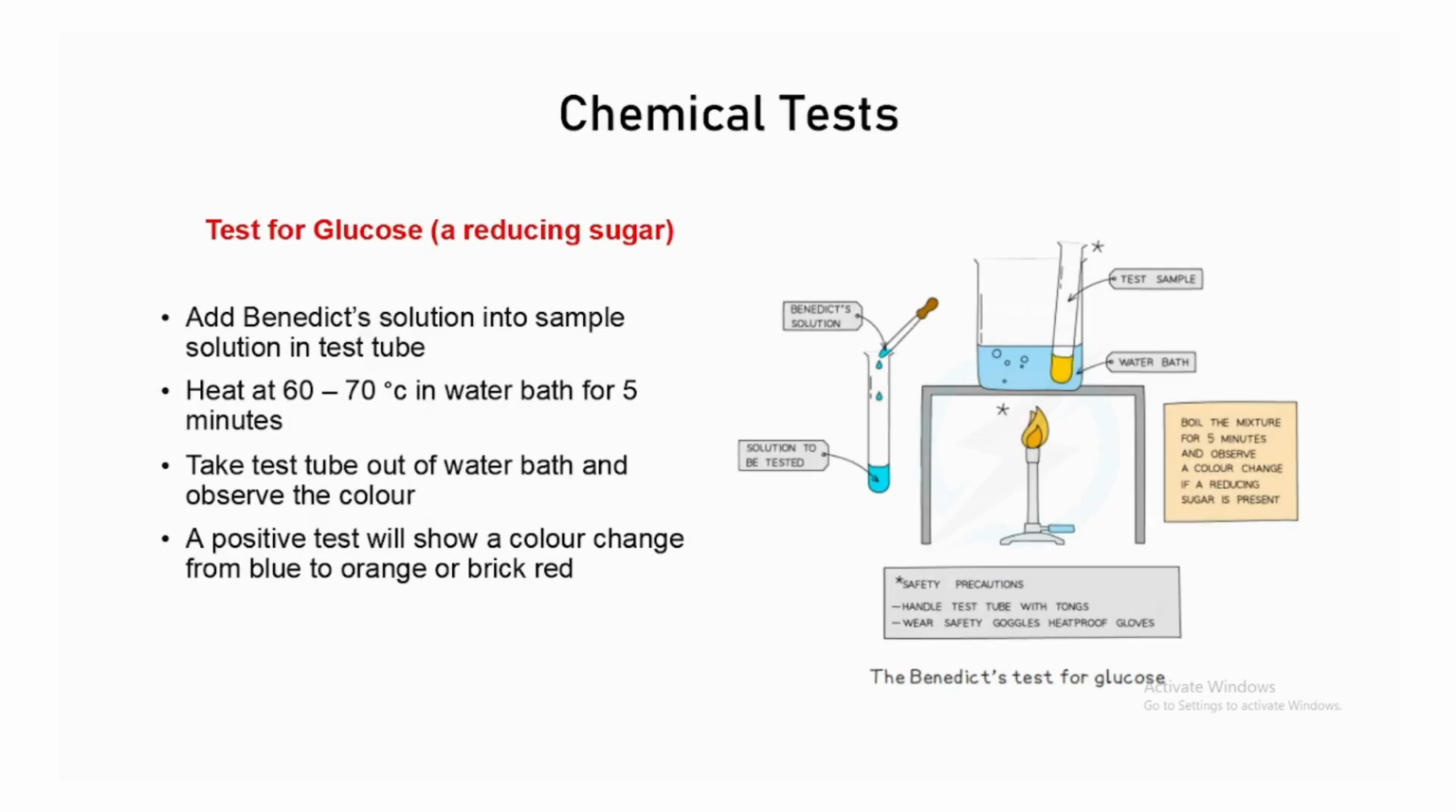Chemical test. Test for glucose, which is also known as the reducing sugar test. Add Benedict's solution into the sample solution in a test tube. Heat it at 60 to 70 degrees Celsius in a water bath for 5 minutes. Take the test tube out of the water bath and observe the color. A positive test will show a color change from blue to orange or brick red.